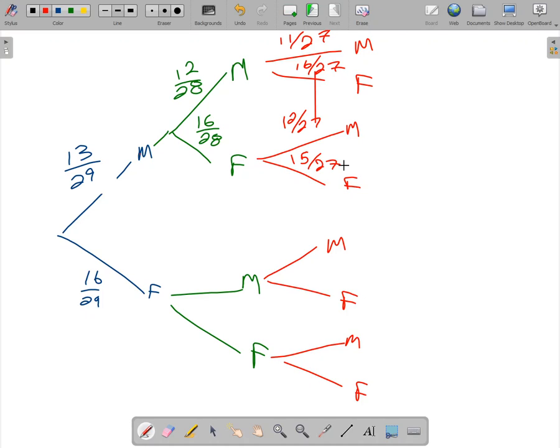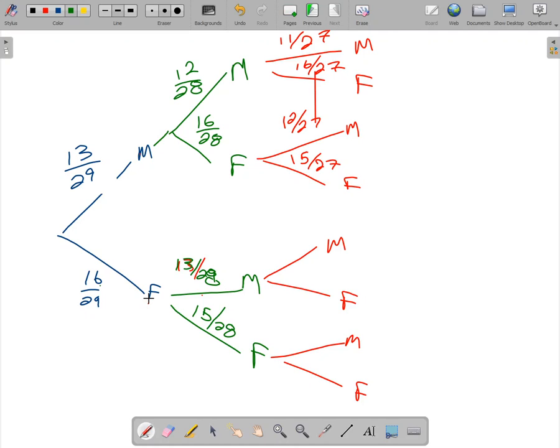So we can reason through the whole tree. A female is gone way down at the bottom here. How many males are left? Still 13 out of 29. And then females, I lost one, so I have 15. Oops, I lied. I have 28.